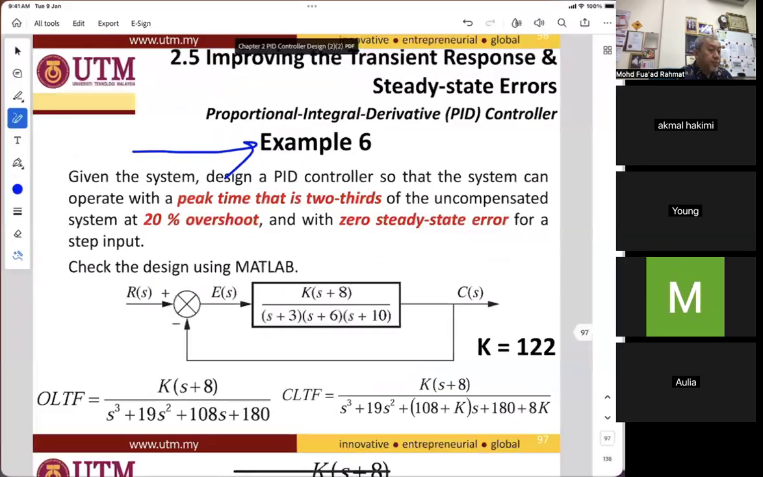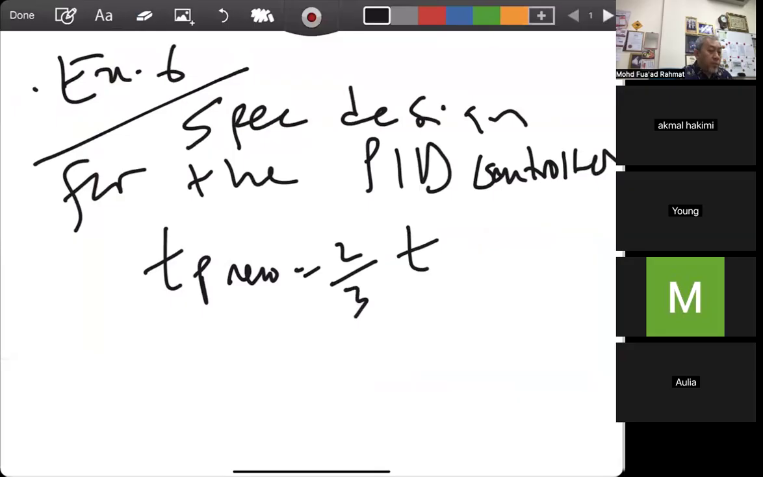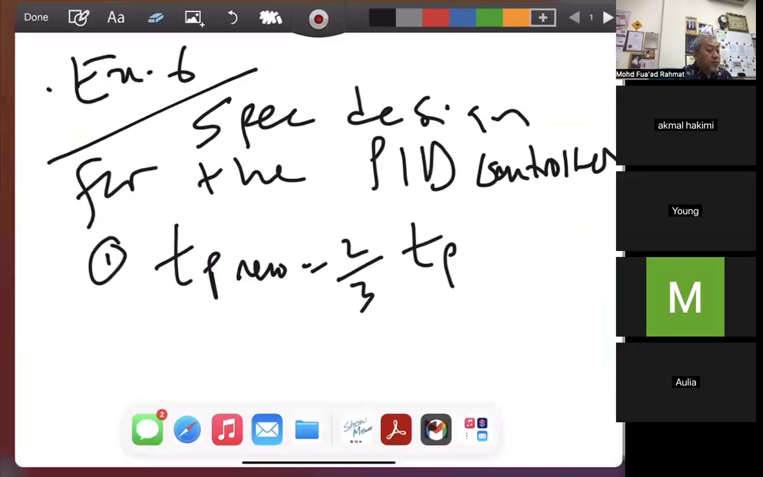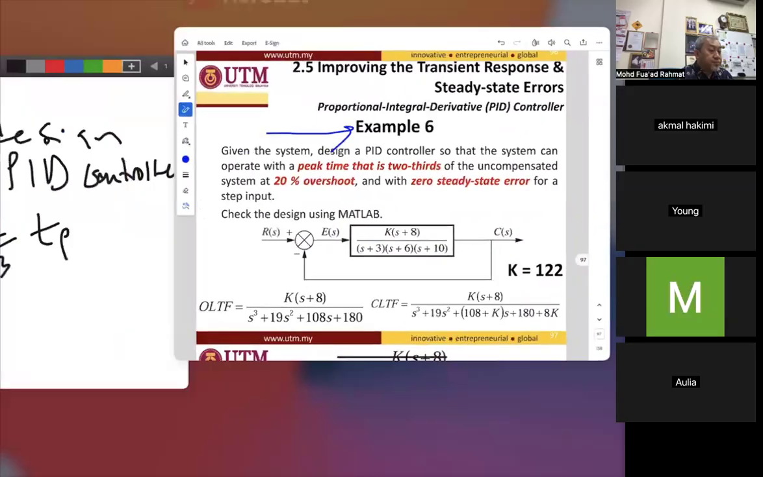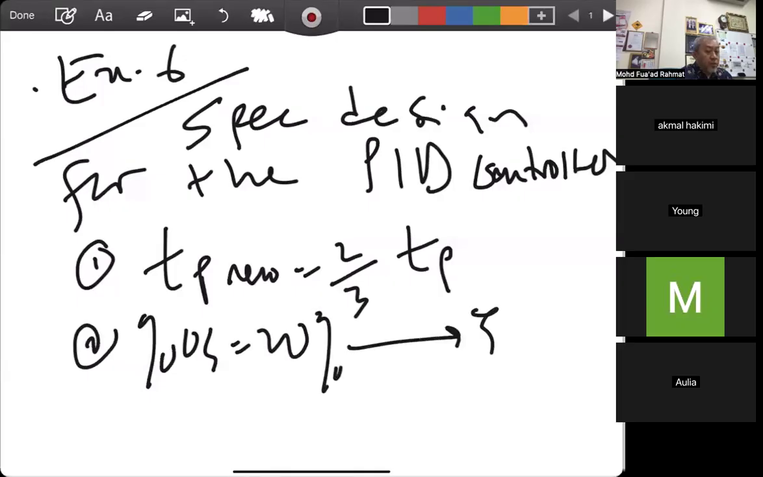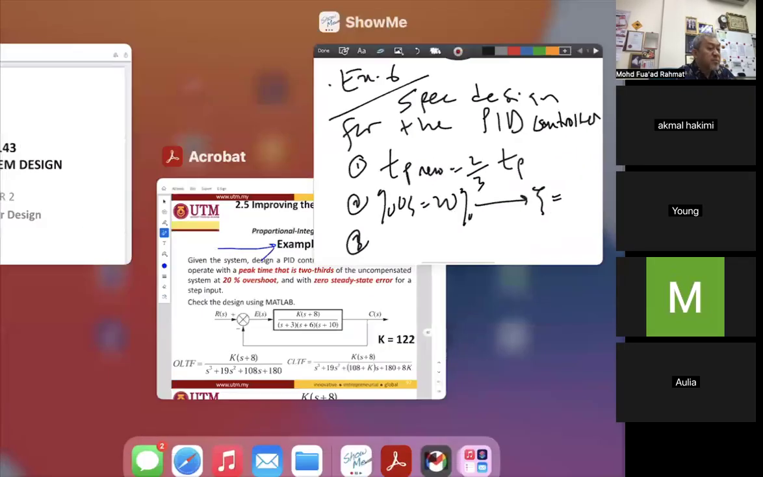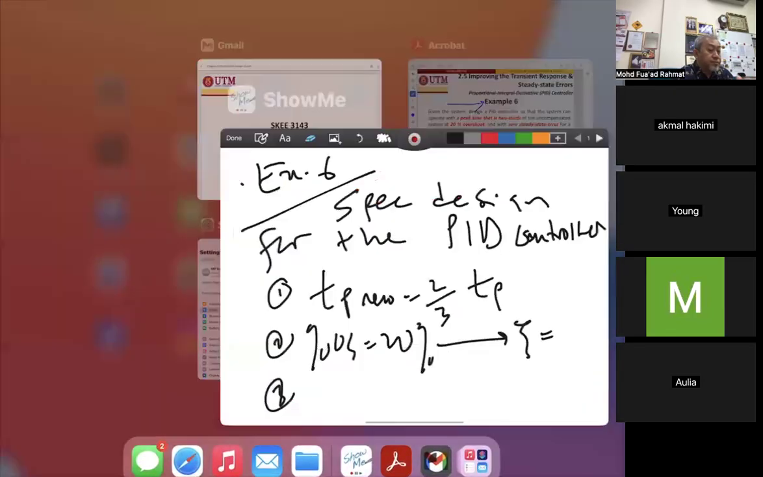Settling time or peak time? Peak time. The new peak time is 2/3 of the old peak time. That is spec number 1. Spec number 2 is 20% overshoot. This will give you the zeta value. And then zero steady state error for step input.